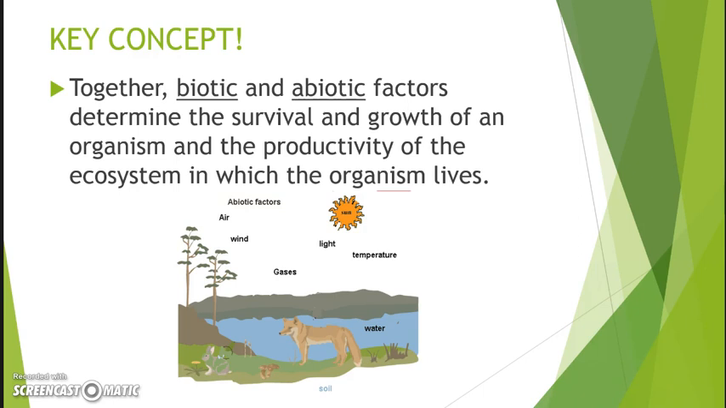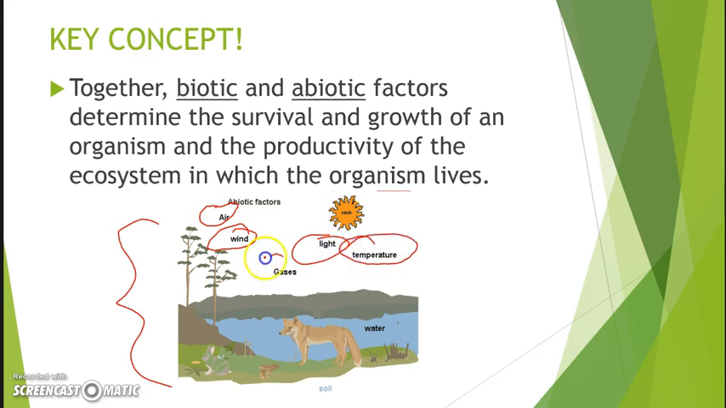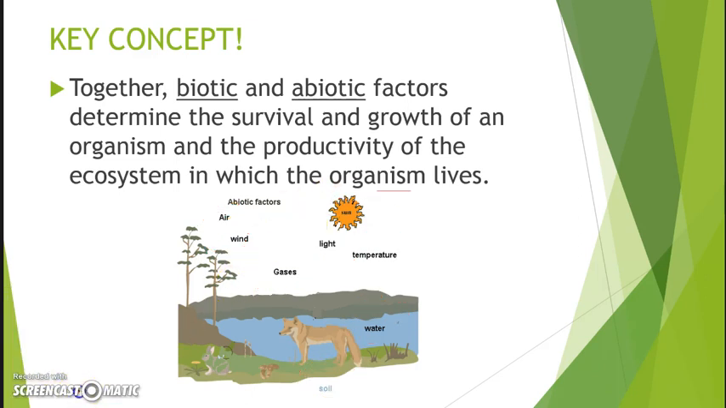Okay, so key concept. Together, biotic and abiotic factors determine the survival and growth of an organism and the productivity of the ecosystem in which the organism lives. So I've included at the bottom just a little picture right here of an ecosystem. So you can see the abiotic factors, so the air, the wind, the light, the temperature, the gases, the water, the soil, and the sun. And then you can also see the biotic factors. So looks to me to be a rabbit and a fox or a coyote.